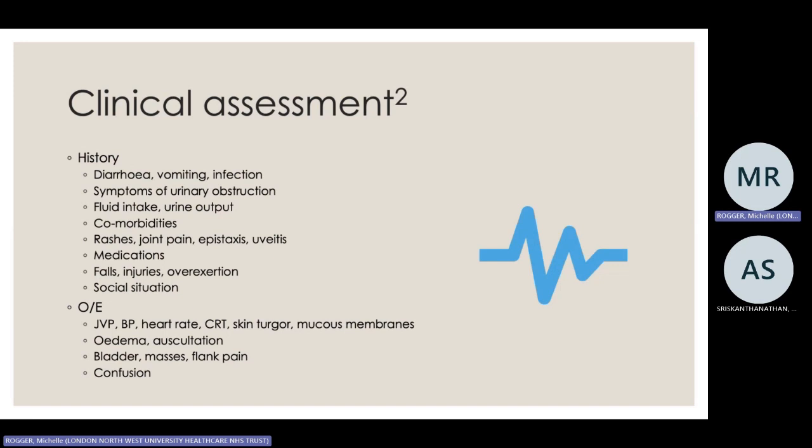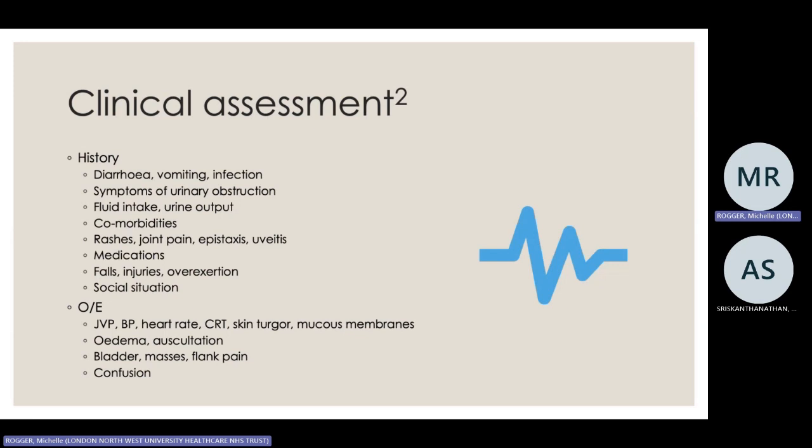How's their fluid intake been? Are they still passing the same amount of urine? Any other comorbidities, diabetes, high blood pressure, heart failure, anything like that? Have they got rashes, joint pain, epistaxis, or uveitis? So that's linked more to the interstitial diseases, but it is worth asking.